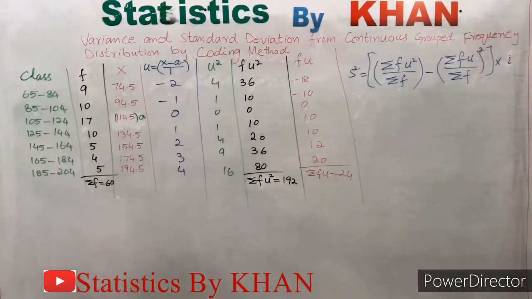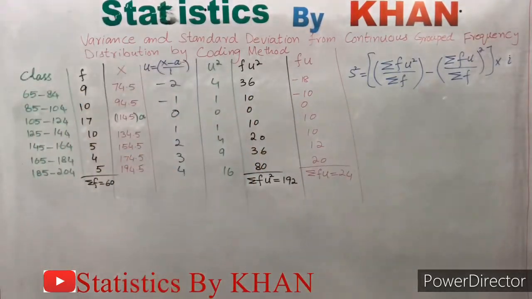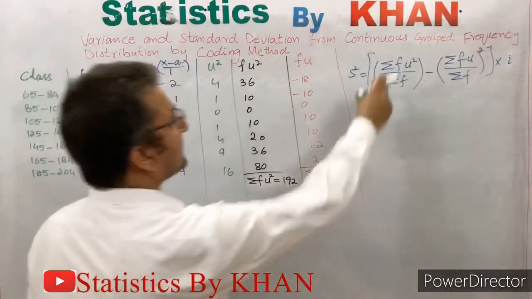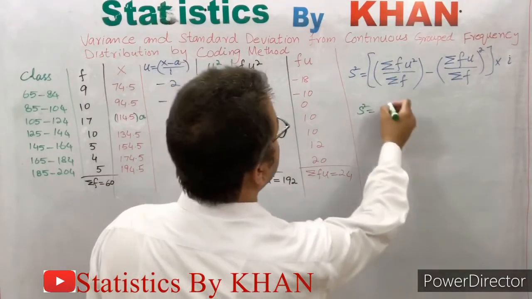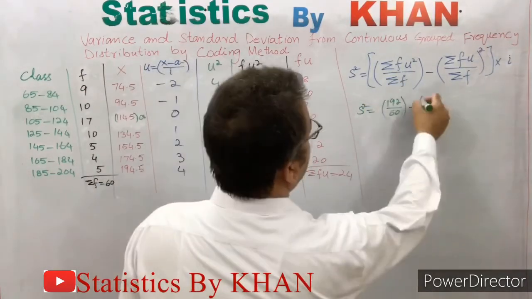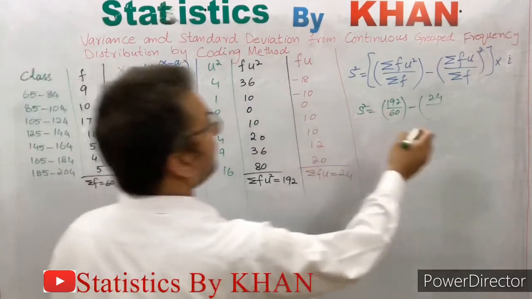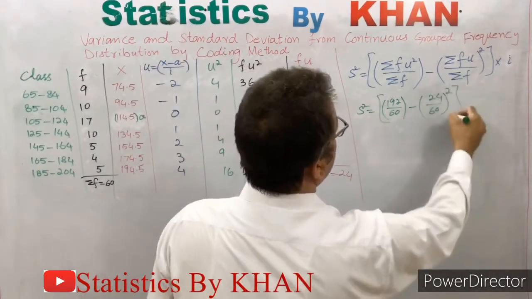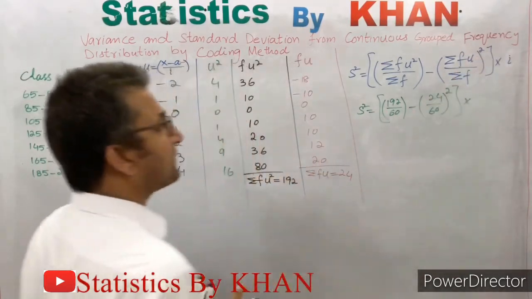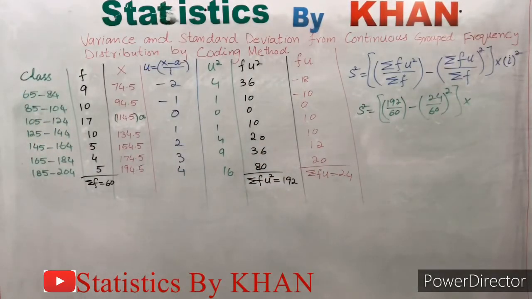Okay, now we have all the quantities which are needed for this formula. So now we will put these quantities in this formula. For summation fu square, we will put 192 divided by, for summation f we will put 60 minus, for summation fu we will put 24 divided by, for summation f we will put 60, squared, multiplied by I square. Sorry, this is not I, this is I square, so this will equal 20 square.